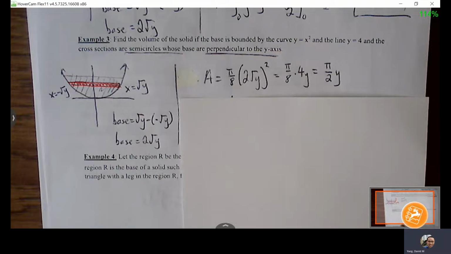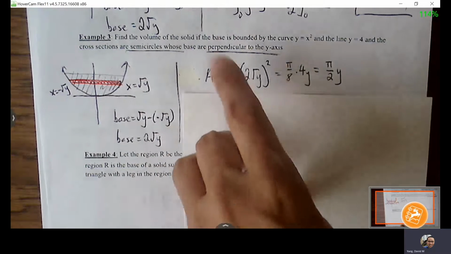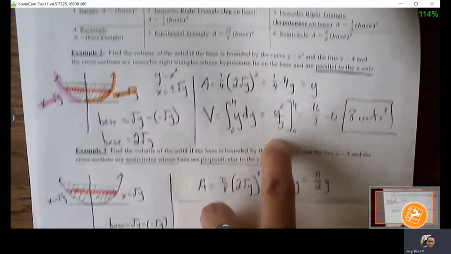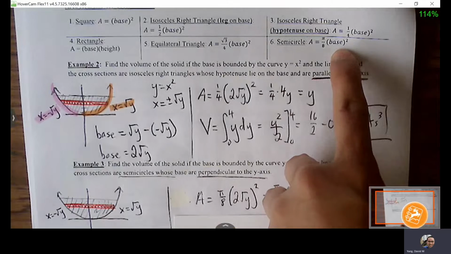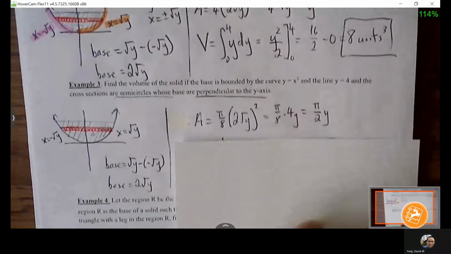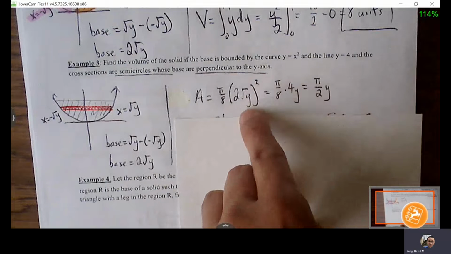Base is still 2 root y, bounds is still from 0 to 4. But now I'm inserting it into a different area formula. I'm looking for the semicircle formula, which is pi over 8 base squared. So pi over 8, 2 root y squared.